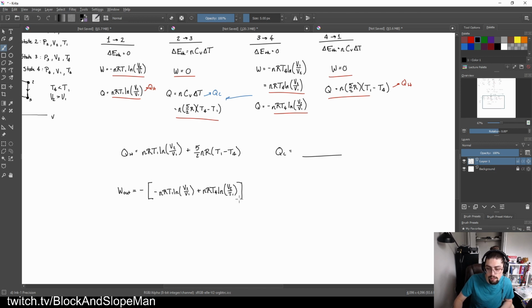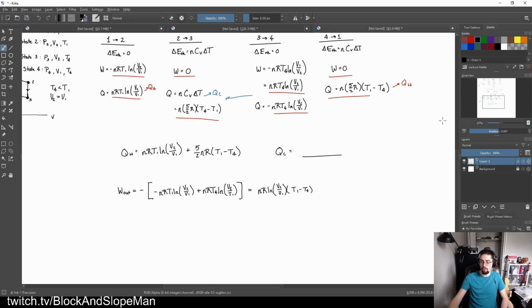Right? And this is exactly why I said at the very beginning that we should try and make that natural log look the same on both sides, because now let's move that negative sign into the inside and let's distribute these things. Let's pull out what's the same between all these variables. And what we get then is nR natural log of V2 over V1 times (T1 minus T4). Beautiful. That's simplified nice and easy. Right? That's a lot prettier than what we just saw. So now we have an expression for workout.